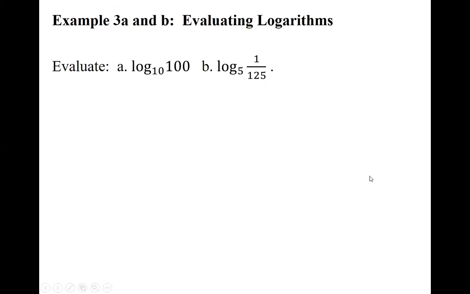Now, knowing what the alternate form is going to look like gives us a little bit of a shortcut when it comes to evaluating logs. In A, we have log base 10 of 100. Log base 10 of 100 being some number means that log base 10 of 100 is some exponent. A logarithm is an exponent.